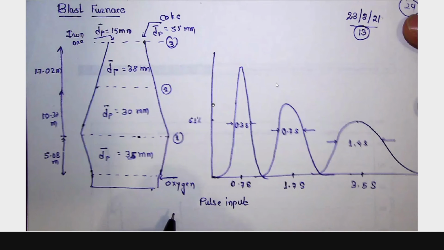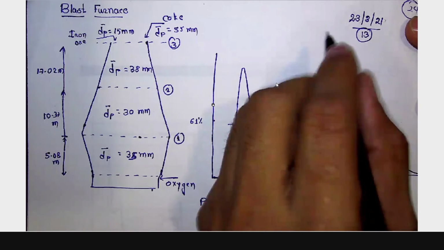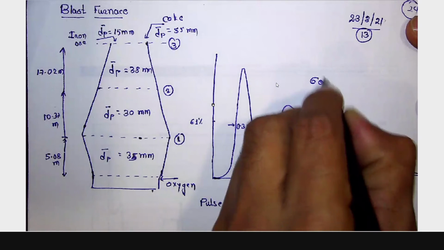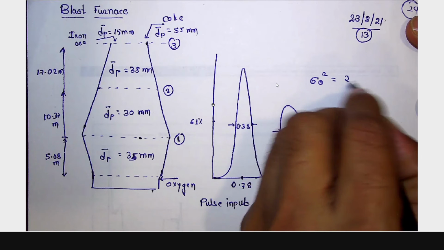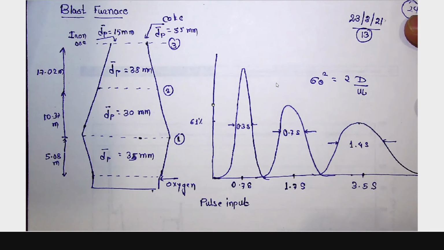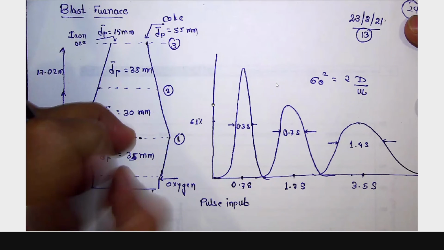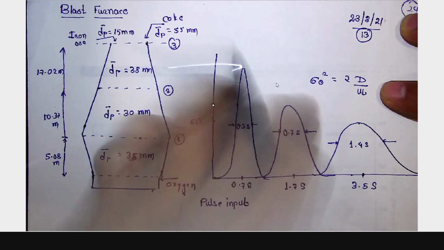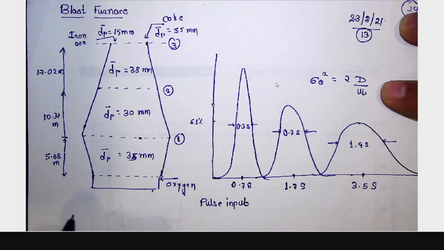So if you see these particular equations, what we can see here: sigma theta square is equal to 2 times D upon UL. So now it is very easy. You can calculate for this section, and this section. For this section, it is very easy. 2 D upon UL will be, if I write it for the section 1.